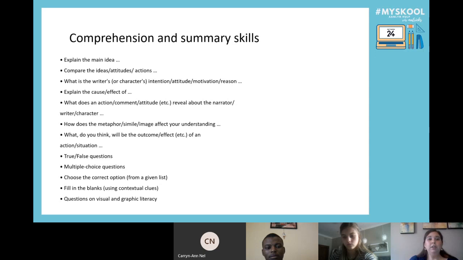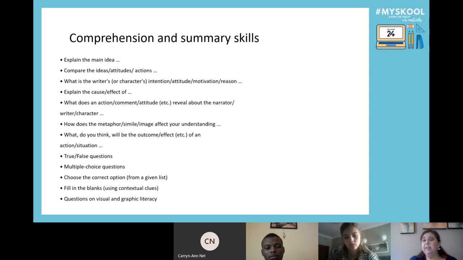What does an action, comment, or attitude reveal about the narrator, writer, character? People, if I, for example, say that the character hit a dog, what does that reveal about the character? That he's not a good person or an animal abuser. Maybe he's a villain.